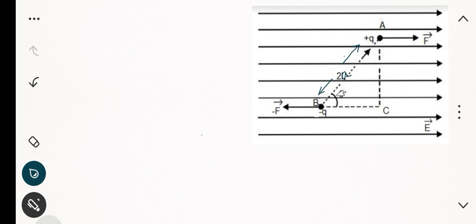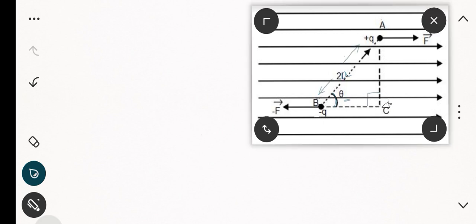This electric dipole is making an angle theta with the electric field lines. Now draw a perpendicular line from A and extend the force line in a backward direction. Then we get an intersection point C.